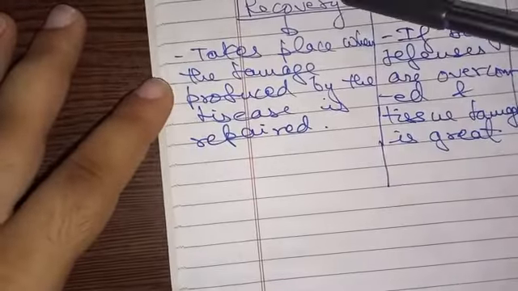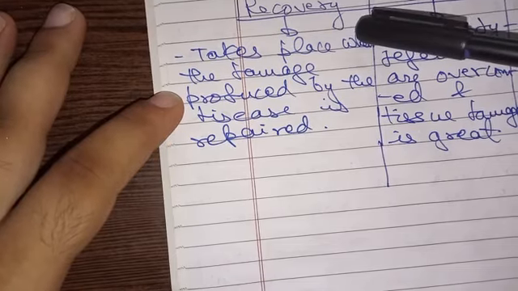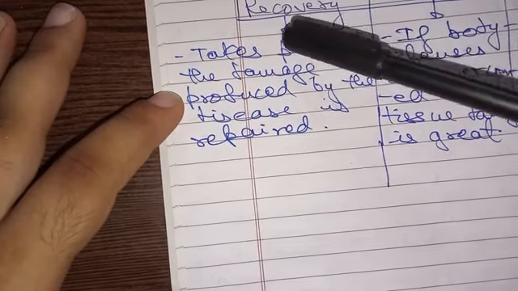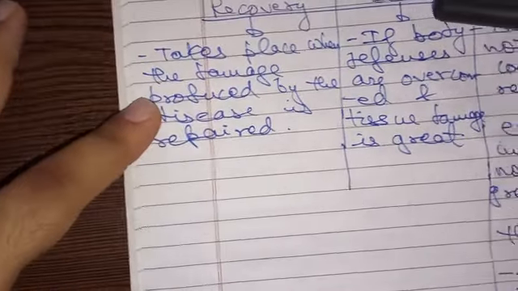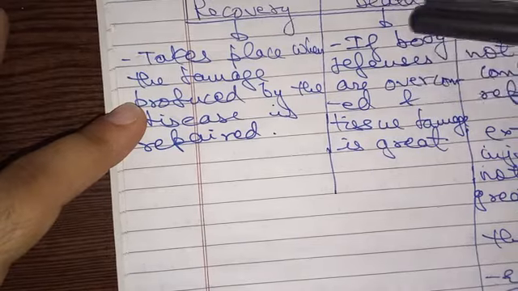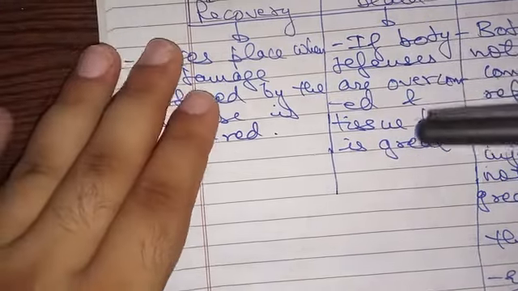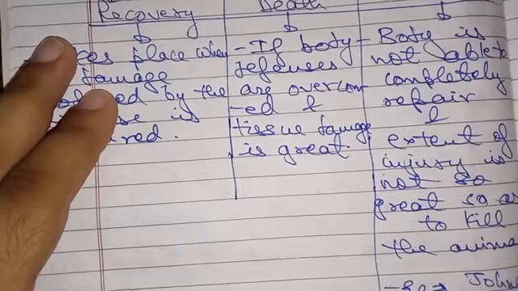As already stated here, recovery takes place when the damage produced by a disease is repaired. That takes place when the body defenses are overcome and the tissue damage is great. And invalidism, what is the meaning of invalidism?